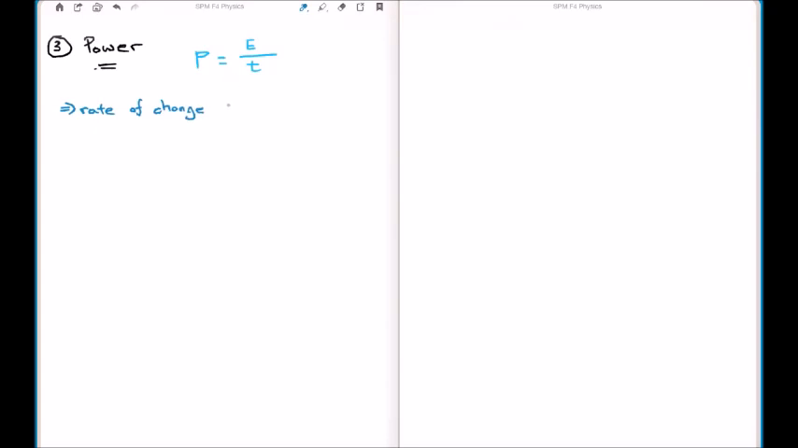Rate of change of work done, or rate of energy being transformed.